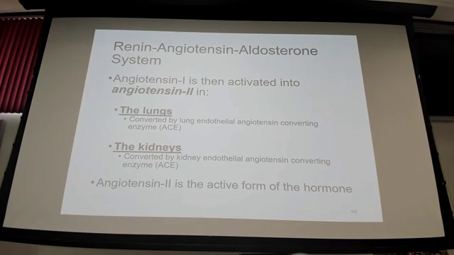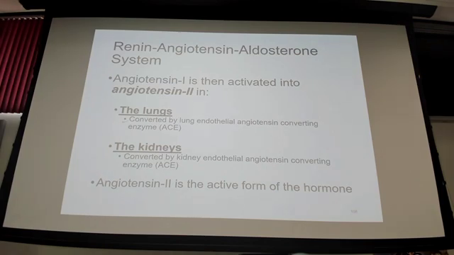Angiotensin 1 then becomes angiotensin 2 in both the lungs and the kidneys via angiotensin converting enzyme, ACE. You guys are probably all familiar with ACE inhibitors. That stops this process. That's how we lower blood pressure via an ACE inhibition. Okay? But angiotensin converting enzyme turns 1 to 2. And then 2 is our active product. Angiotensin 2 is one of the most potent physiologic vasoconstrictors in the body. Okay?